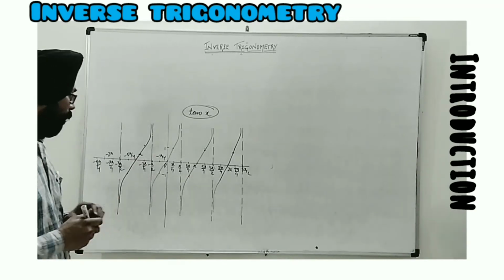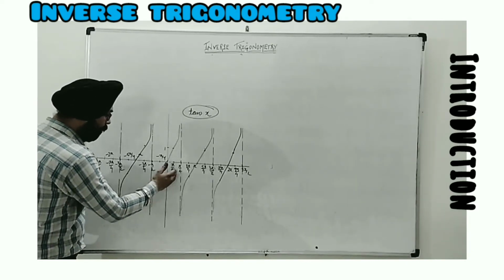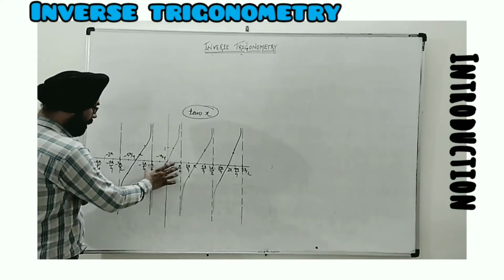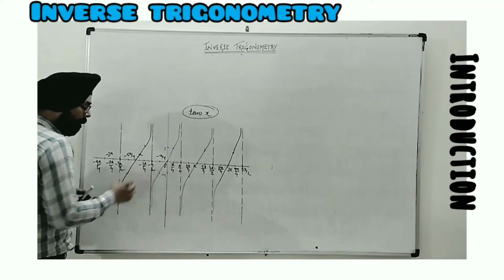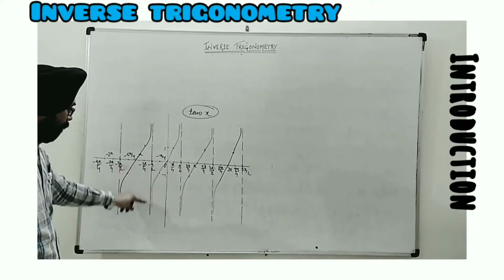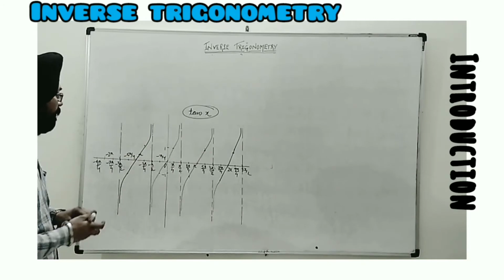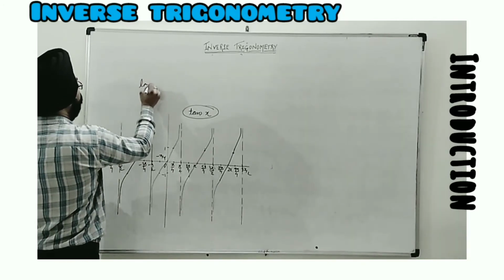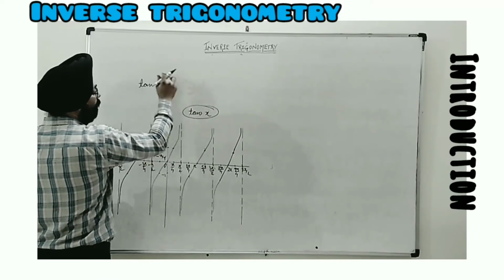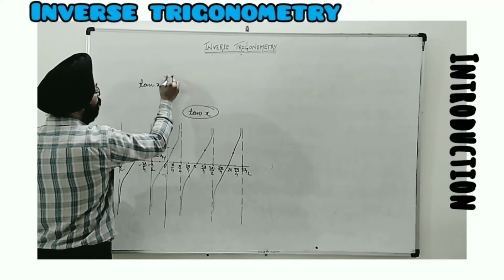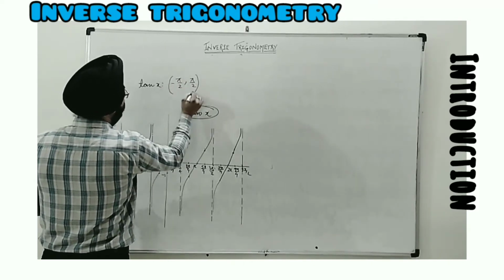To make it bijective, what do we do? We consider its interval from minus pi by 2 to pi by 2. This is the principal domain. But we find that at minus pi by 2 it is minus infinity, and at pi by 2 it is infinity. So that's why, in the domain of tan x, we do not put a closed interval. We put an open interval for the domain, minus pi by 2 to pi by 2.